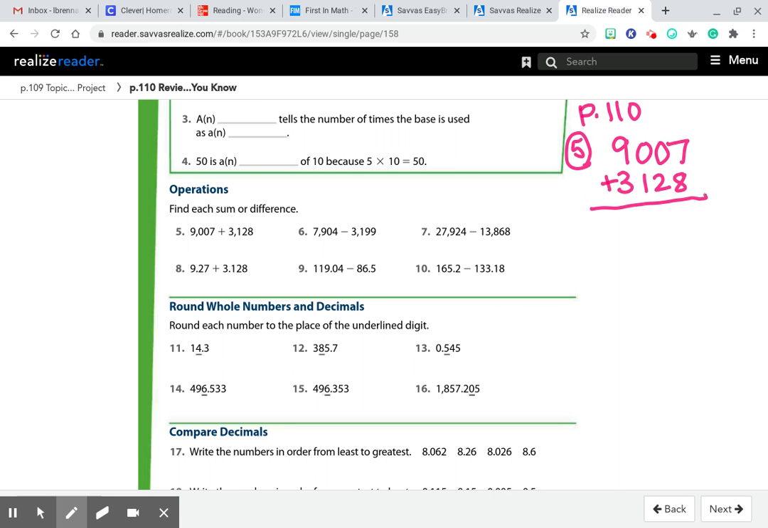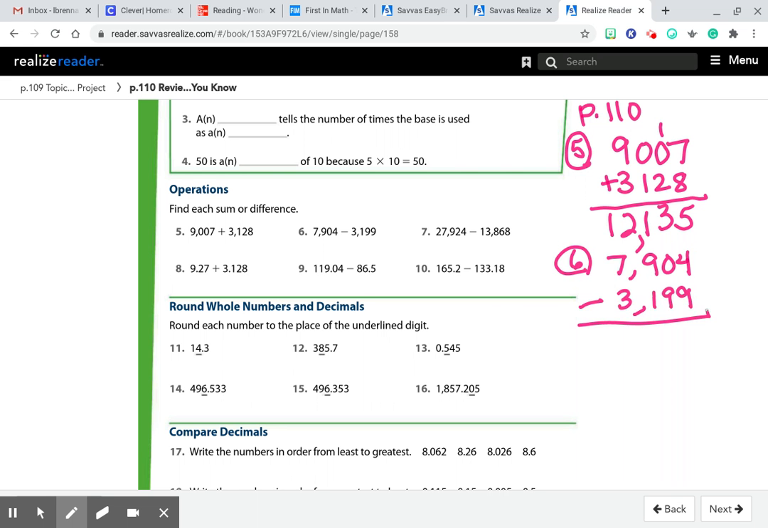And when you add from right to left, 7 plus 8 is 15, carry the 1. 2 plus 0 plus 1 is 3. 1 plus 0 is 1. 9 plus 3 is 12. And don't forget your comma in there. 12,135. Number 6, 7,904 minus 3,199. We're going to have to do some regrouping here because I can't take 9 away from 4. I can take it away from 14.